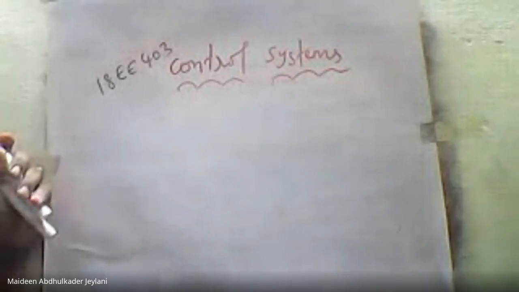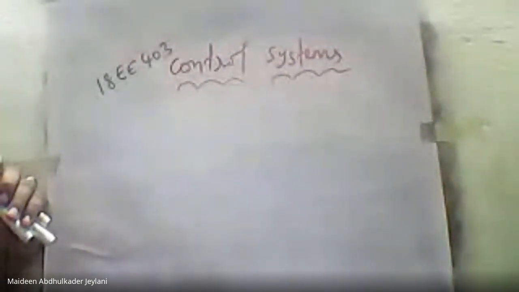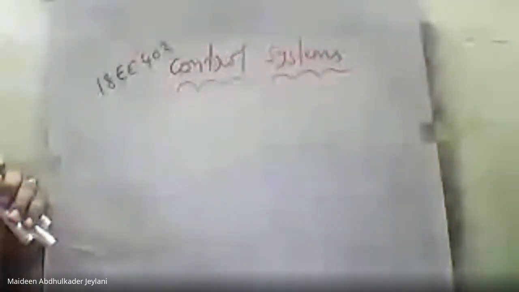For an open loop control system, we can take an example: consider you are driving a car. Clear? So in that car, when you are driving, you thought of driving at the speed of 50 kilometer per hour. You want to maintain your car speed at 50 kilometer per hour. What will you do?